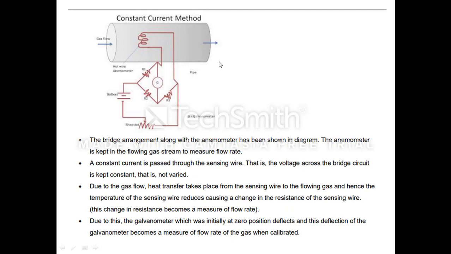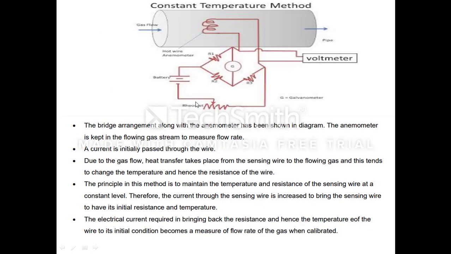We have two methods: the constant current method and the constant temperature method. In the constant current method, we supply the gas flow, and based on the temperature reduction and resistance variation, we measure the flow rate. In the constant temperature method, the principle is to maintain the temperature and resistance of the sensing wire at a constant level. The electrical current required to bring back the resistance, and hence the corresponding temperature of the wire, is taken as a measure of fluid flow.